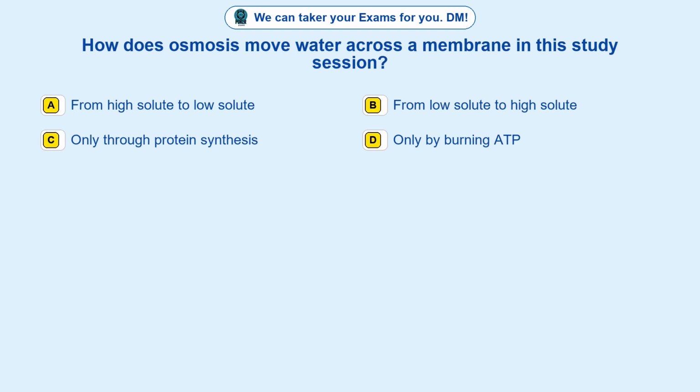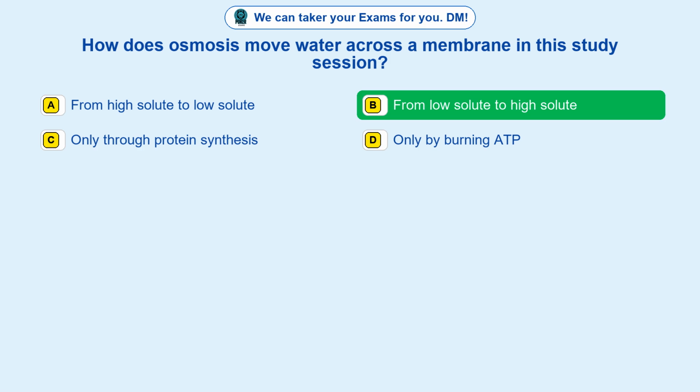Question 6. How does osmosis move water across a membrane in this study session? Option A, from high solute to low solute. Option B, from low solute to high solute. Option C, only through protein synthesis. Option D, only by burning ATP. The correct answer is option B, from low solute to high solute.